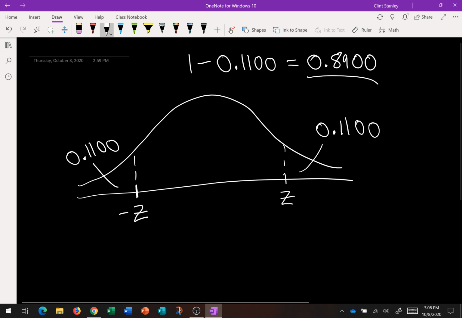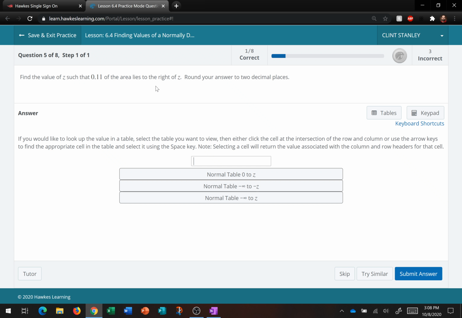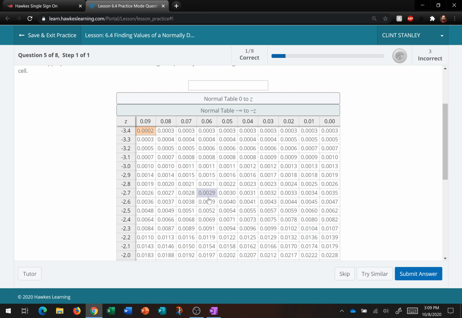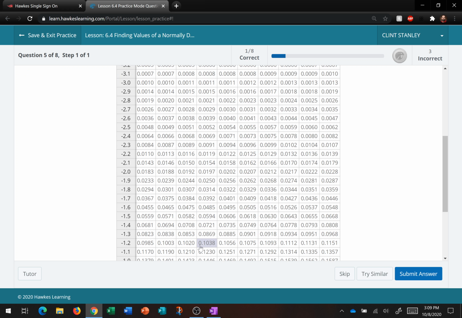And to me, I like not having to subtract, so what we can do is, even though this problem says we want the area to the right, we can just remember right means we have to take the opposite of the z we find. So I'm going to do this one just like the last one. I'm going to look for 0.11 inside of our tables, or as close as I can get. So it's got to be the decimal and then a 1.